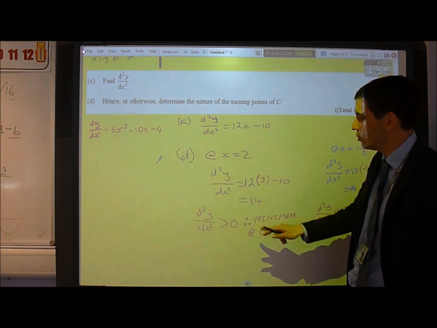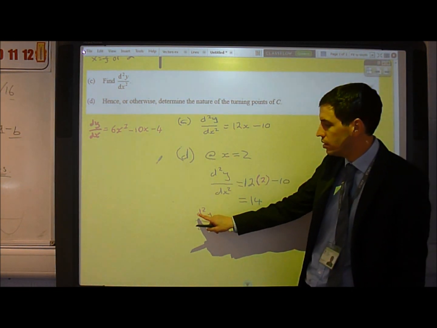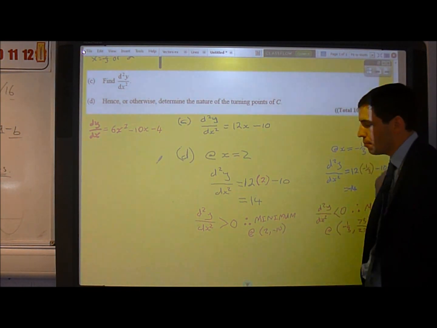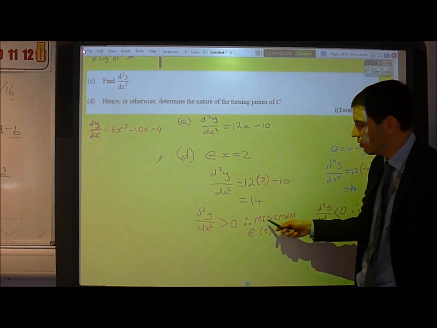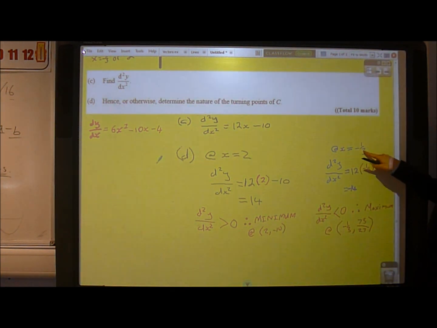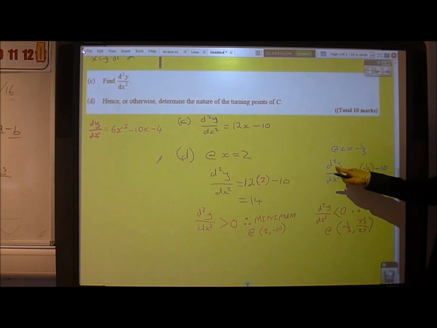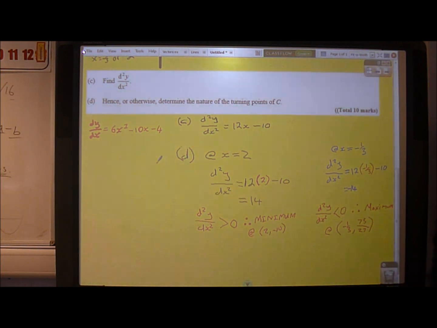So at x equals 2, my second differential is 14, and we've said if the second differential is bigger than 0, we've got a minimum point. Make sure you put that conclusion to get your mark. d2y/dx squared greater than 0, minimum. When I put in x is minus a third, I get minus 14 for d2y/dx squared. So as it's less than 0, we've got a maximum point at minus a third, 73 over 27.